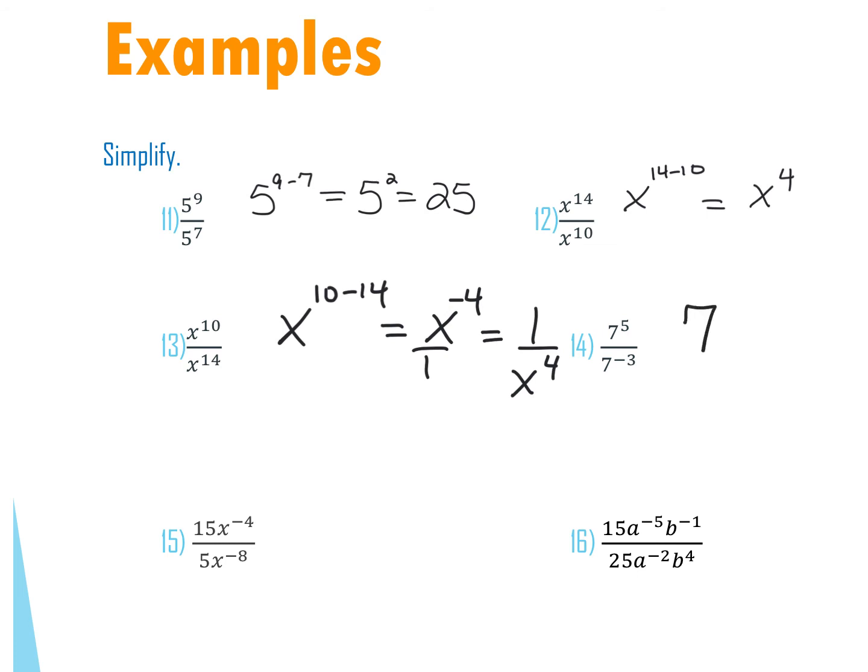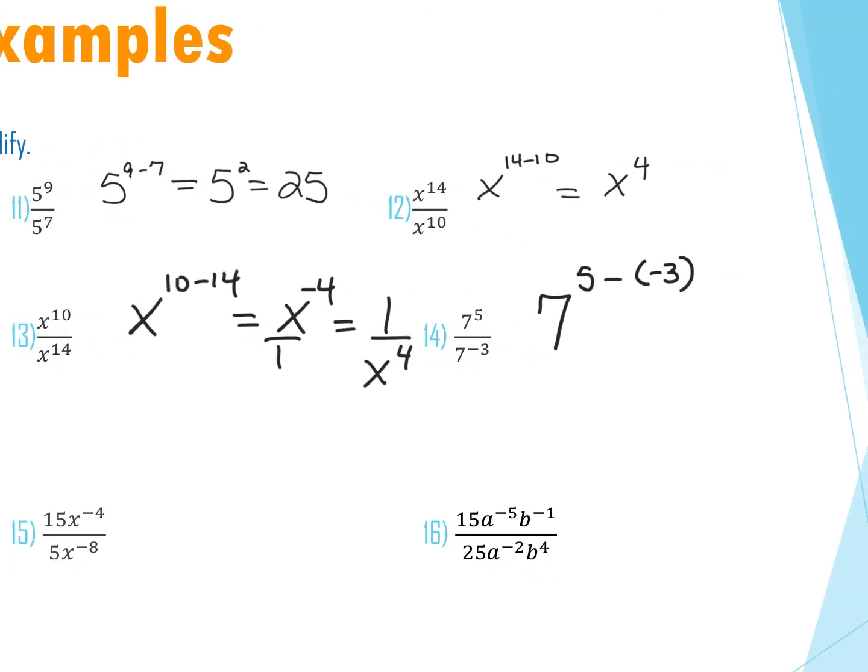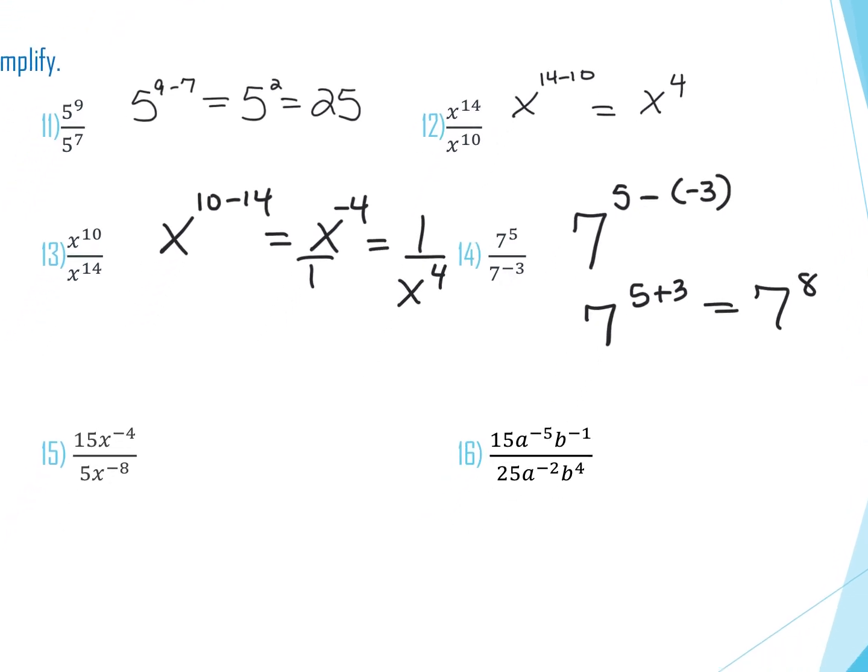The bases are both 7. Now watch the signs. 5 minus negative 3. And if your teacher taught you keep, change, flip, or stay, change, change, however your teacher taught you how to subtract integers, this is what we do here. So this becomes 7 to the 5 plus 3, or 7 to the 8th power. So if it says leave it in exponential form, we're done. If it asks you to evaluate, we would figure out what 7 to the 8th power was. Next one.